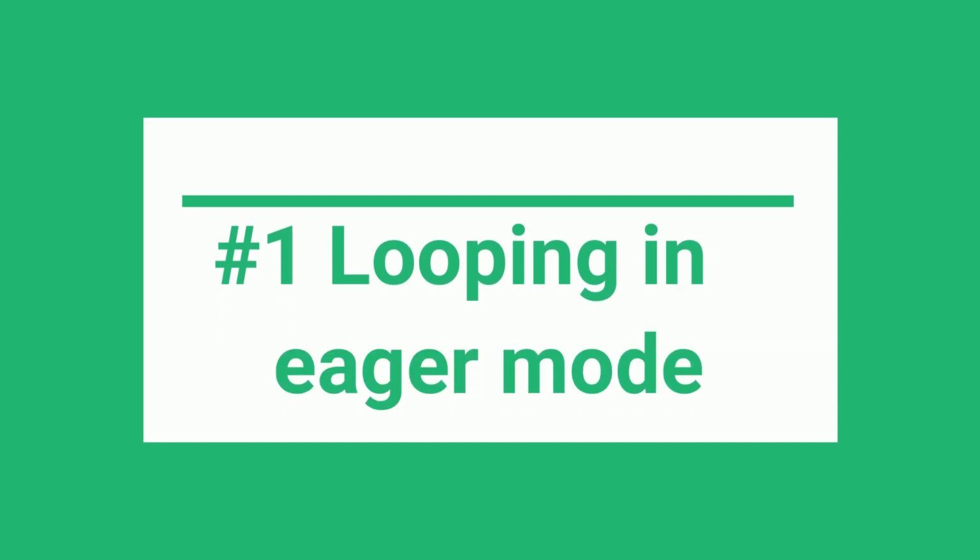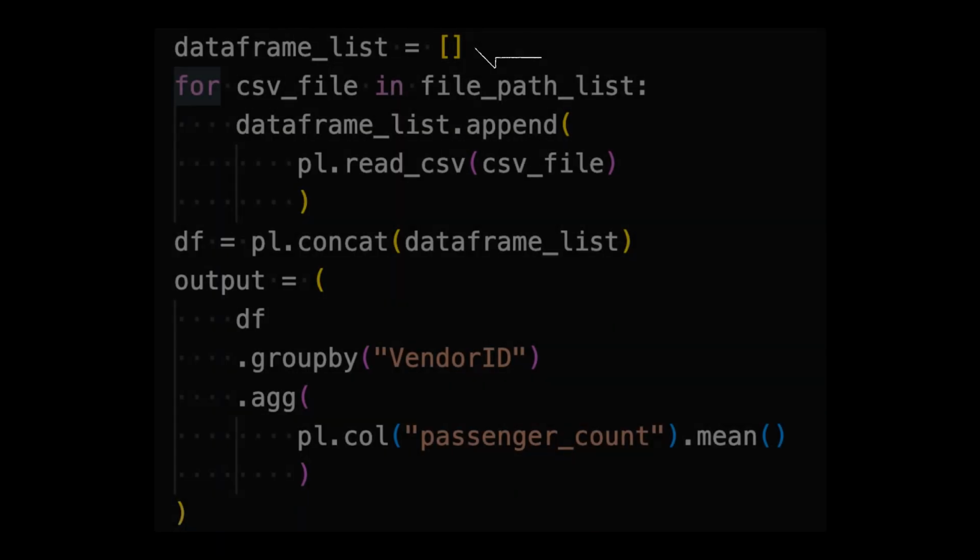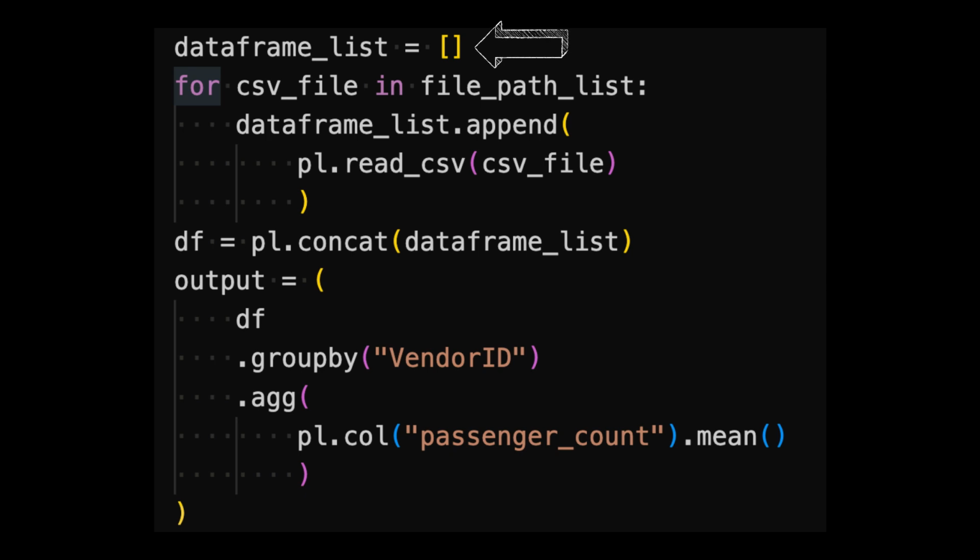Strategy number one, looping in eager mode. We create a list to hold the data frame for each CSV file. We have a list of file paths in file path list. We loop through the CSV file paths. On each iteration, we read the CSV into a data frame and append it to the list. We then concatenate the data frames into a single data frame and do the group by.